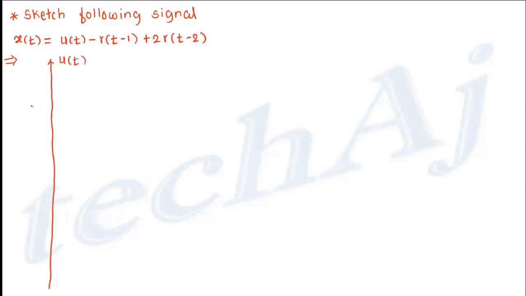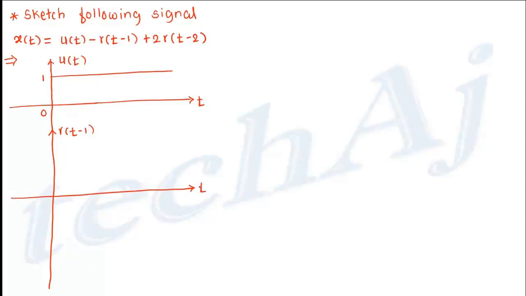First of all, u of t. We know that u of t is a unit step signal which has constant amplitude 1 for all values of t greater than or equal to 0. R of t minus 1 is a delayed ramp signal. So it will start from t equal to 1 to grow linearly. So it will have the amplitude 1 at t equal to 2.